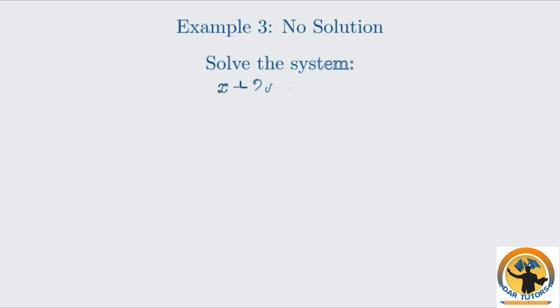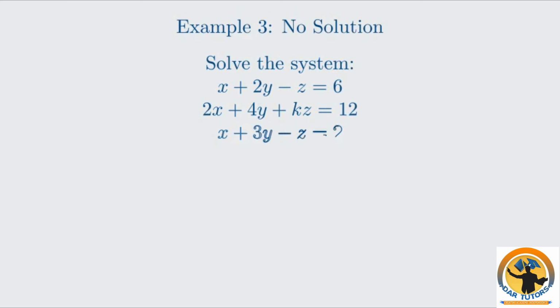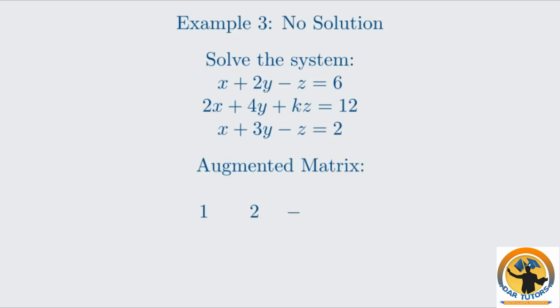Finally, let's see what happens when there is no solution. This is called an inconsistent system. Consider the system. x plus 2y minus z equals 6, 2x plus 4y plus kz equals 12, and x plus 3y minus z equals 2. Let's write the augmented matrix. The matrix is, row 1 is 1, 2, minus 1, 6, row 2 is 2, 4, k, 12, and row 3 is 1, 3, minus 1, 2.